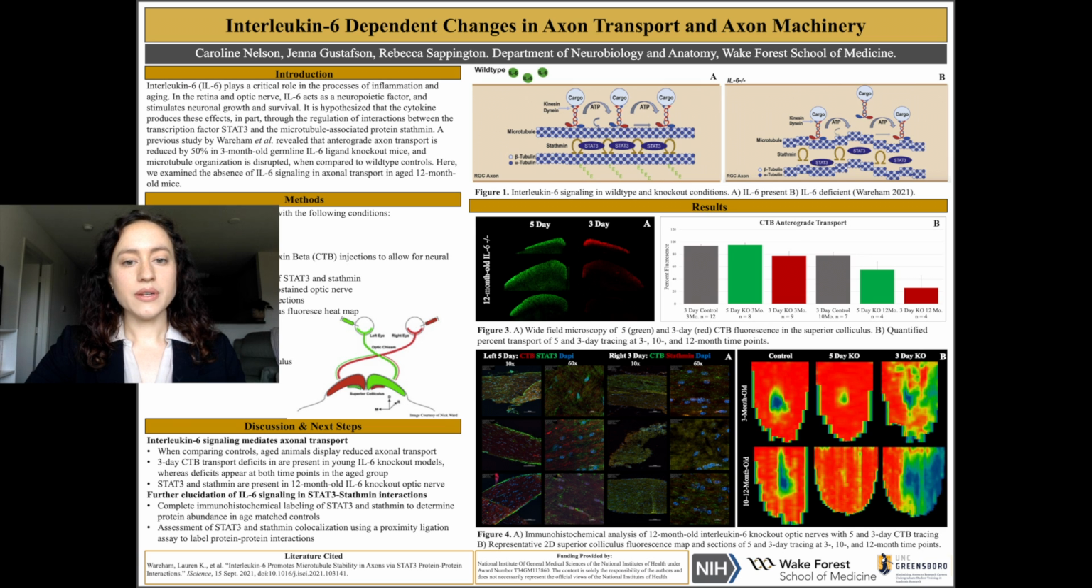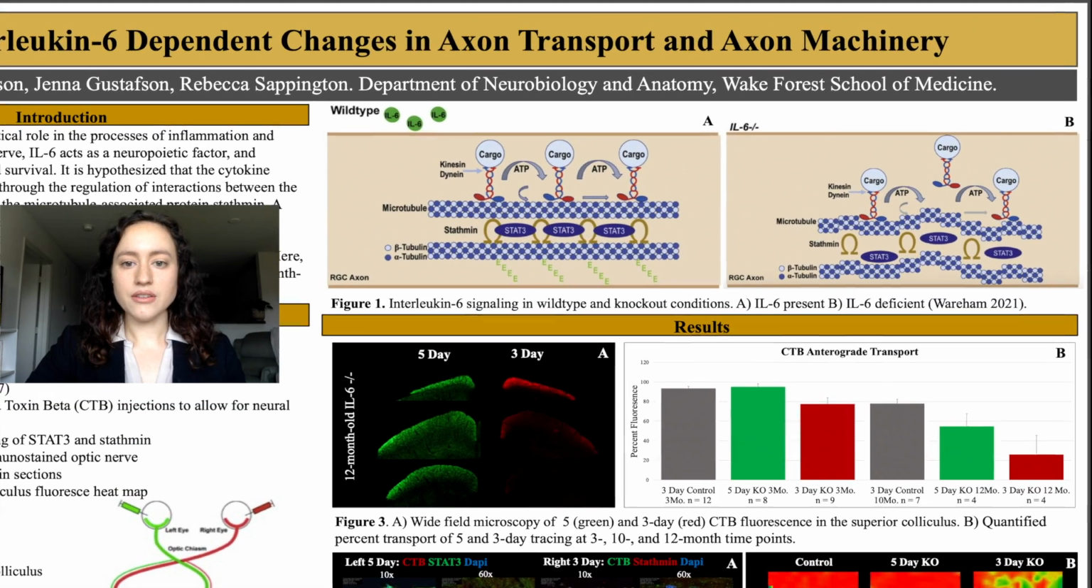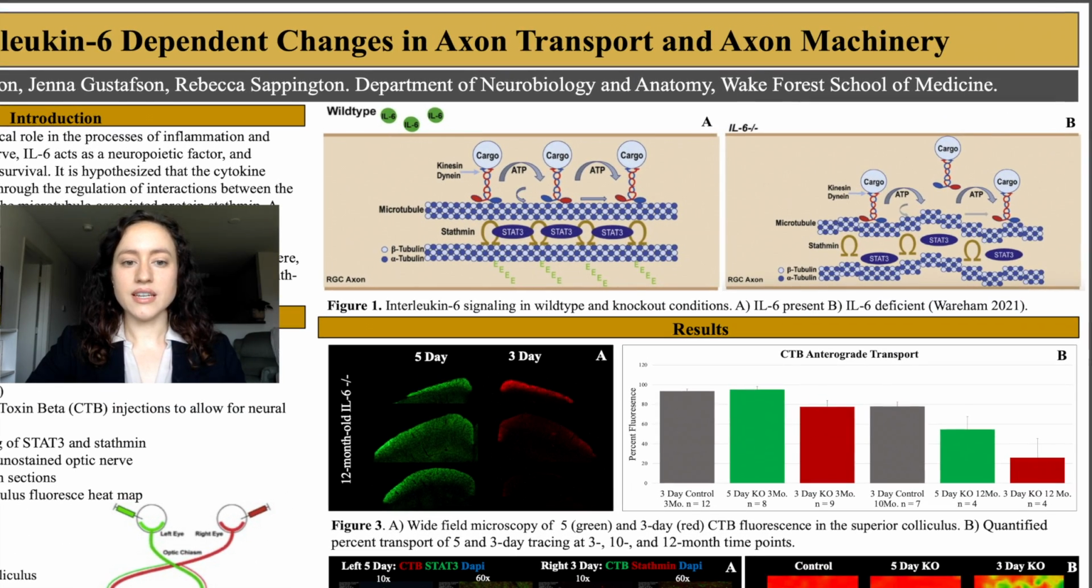The relationship between retinal function and IL-6 is believed to be mediated, in part, through interactions between the microtubule-associated protein stathmin and the major downstream effector of IL-6, STAT3. Seen in Figure 1, STAT3 and stathmin proteins interact in healthy retinal ganglion cells to stabilize microtubules and allow for cargo proteins to carry out normal cellular transport processes. When STAT3 and stathmin interactions are disrupted, microtubule organization is not maintained and a deficit in transport occurs.